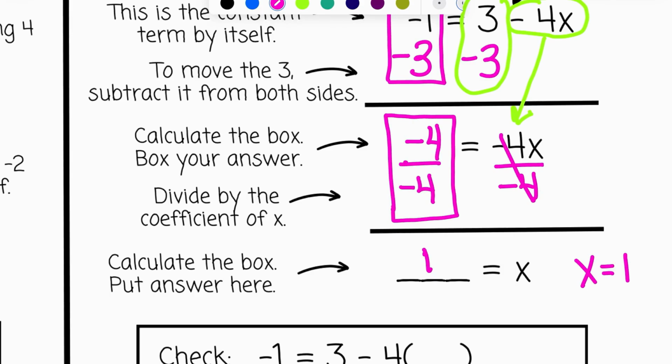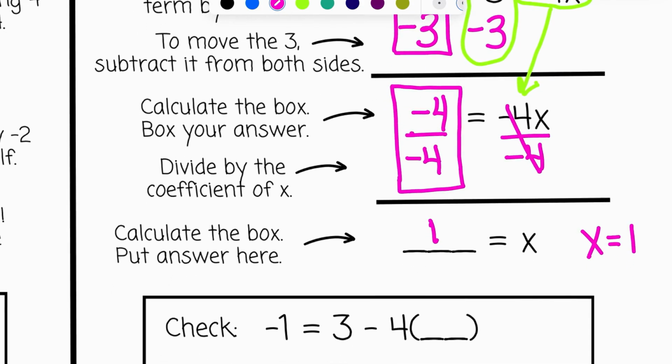All right, again, if we want to check it, we start with our original equation. We take out the x. We're going to replace it with our answer, which was 1. Now, I do have to follow the order of operations here. So I have 3 minus 4 times 1 is 4. And then 3 subtract 4 is negative 1. And so both sides match. So we got our answer correct.